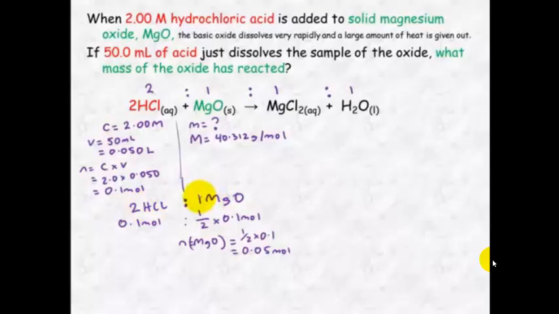This is a good time, as I said before, to double check that it makes sense. Two of those will react with one of those, so 0.1 of those will react with 0.05 of that. It's less, it's half. So that's correct. So we've done that bit correctly. We can now move on.